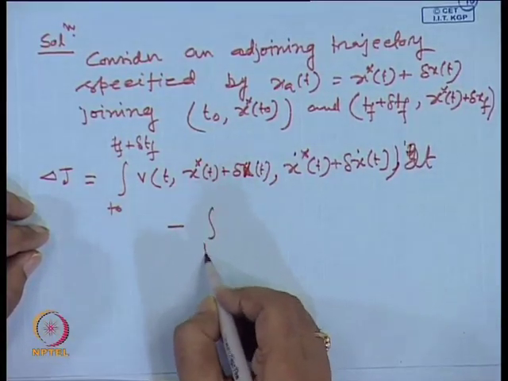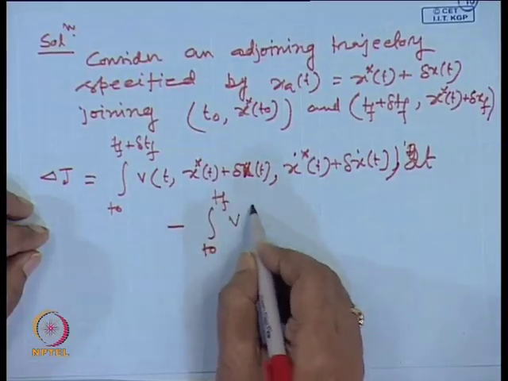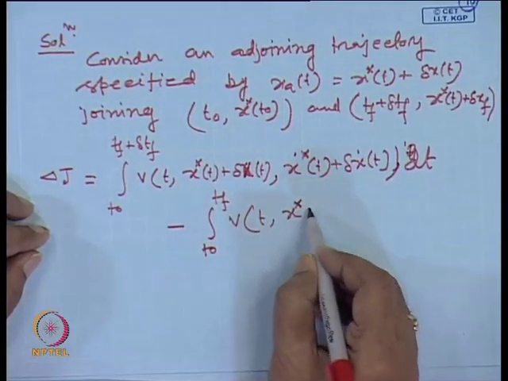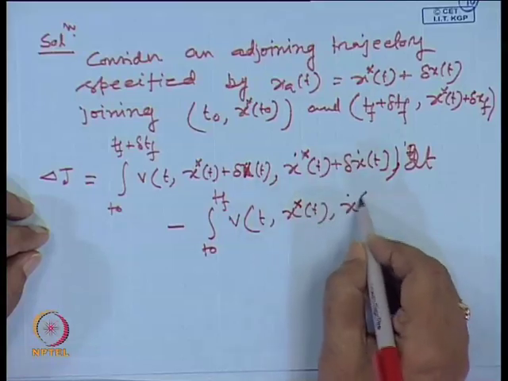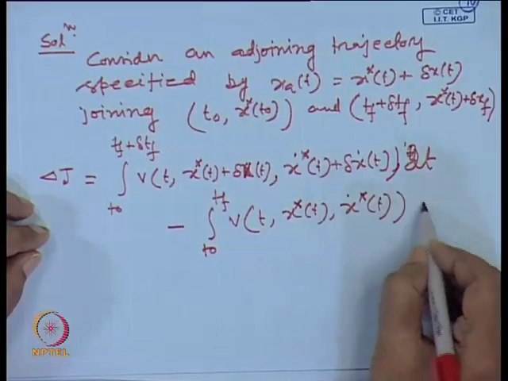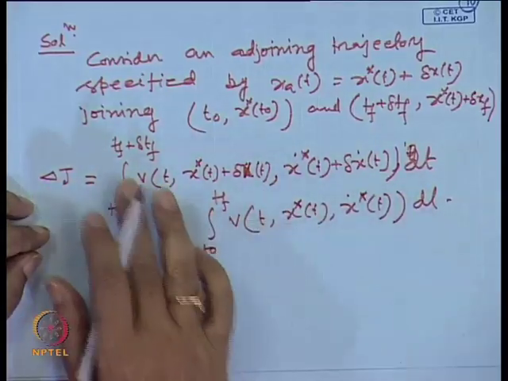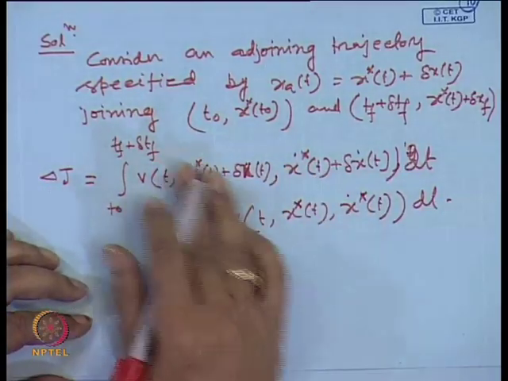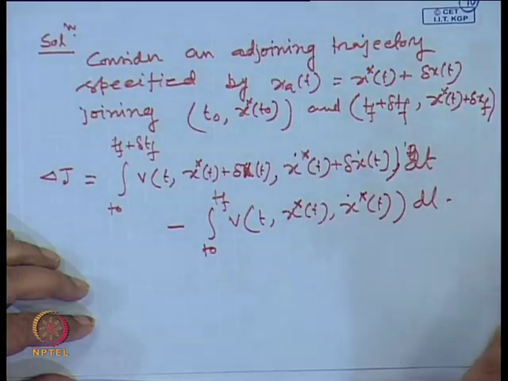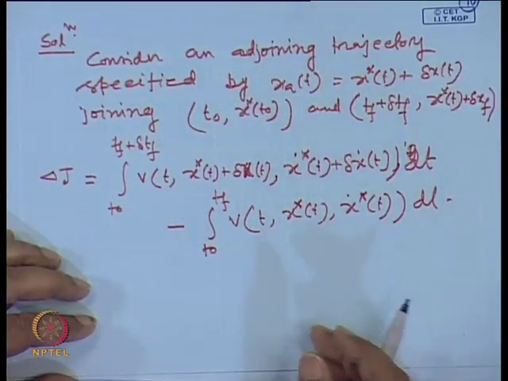minus integral t 0 to t f of v t, x star of t, x dot star of t, dt. So, this is the incremental value of the functional, and it has two parts, because if you consider the Taylor series expansion in the same manner, that will keep the first variation of the functional and second variation of the functional. Other variation of functional is neglected because delta x is very close to the optimal trajectory, so its cube we are neglecting.